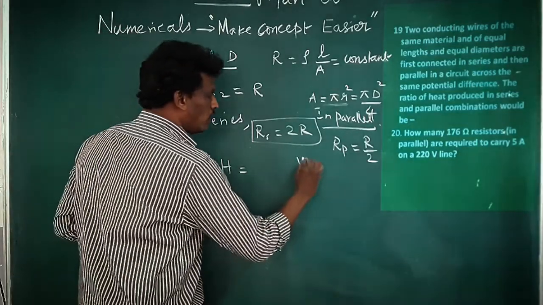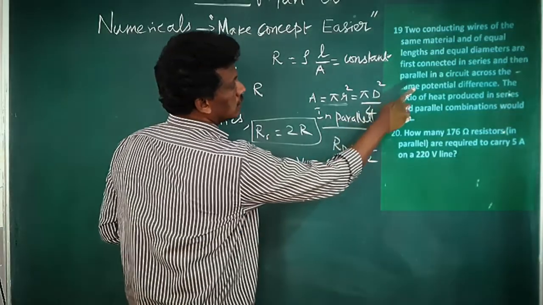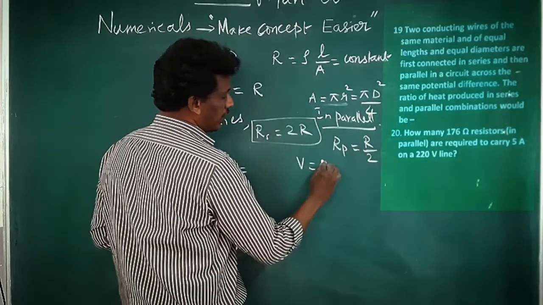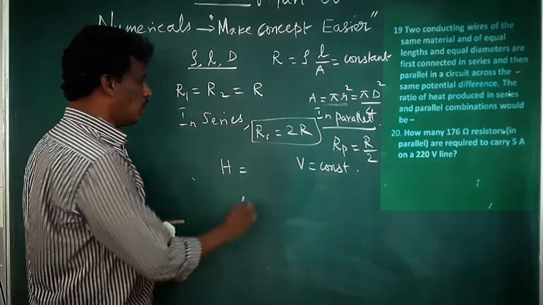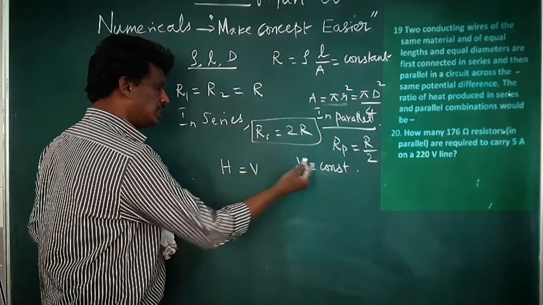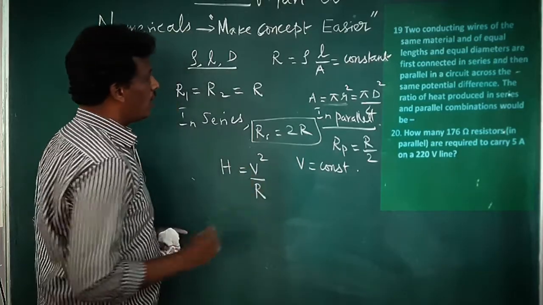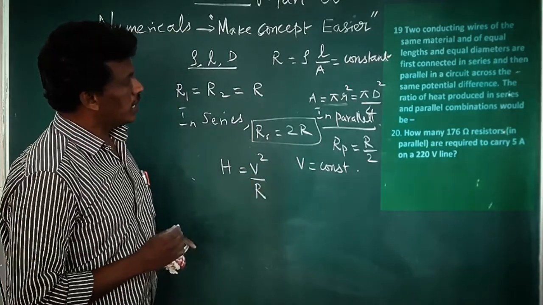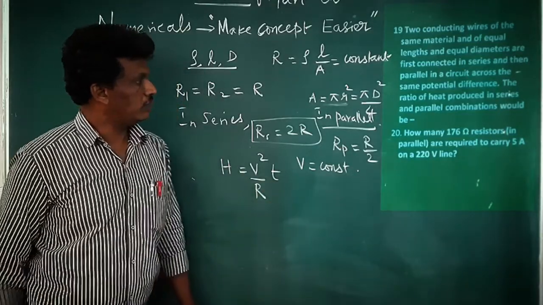So in both cases, what is the constant? Across the same potential difference, V is also constant. Now you see, H equal to, what is the formula? Which is constant? V. Let us use this formula: V squared by R, heat generated, V squared by R into T given.